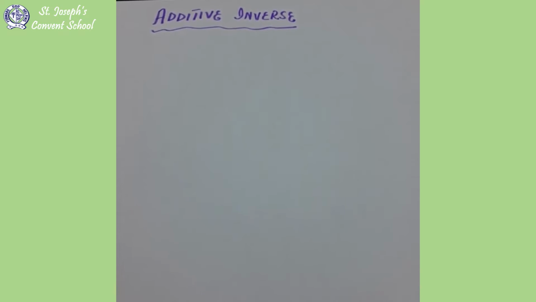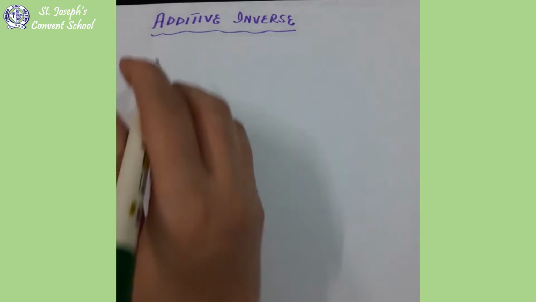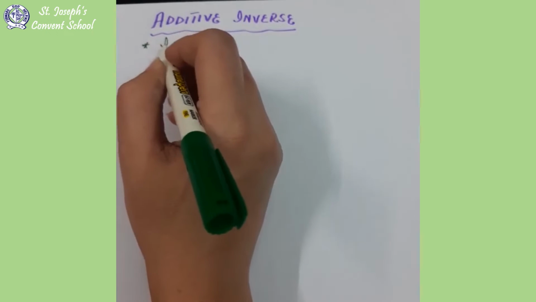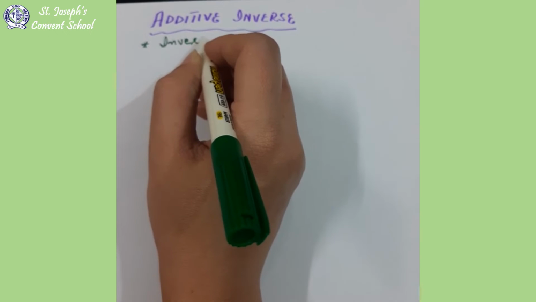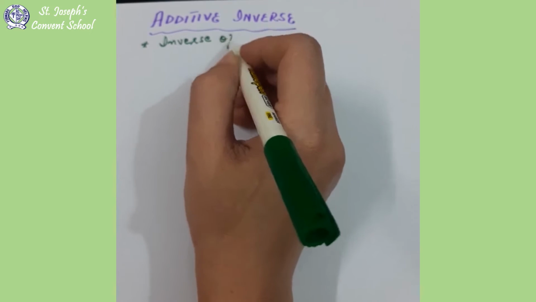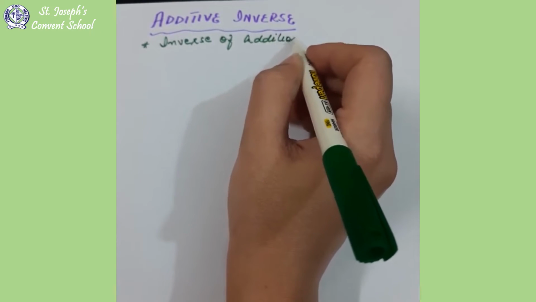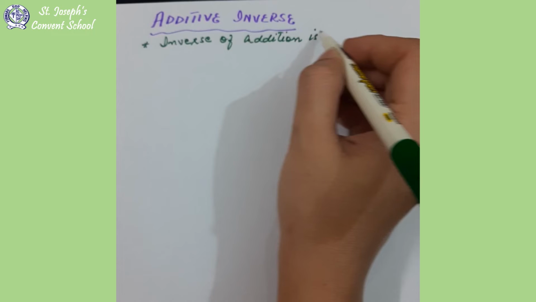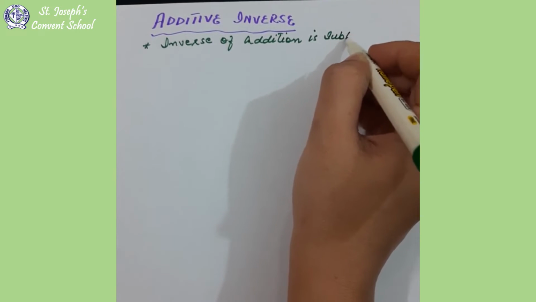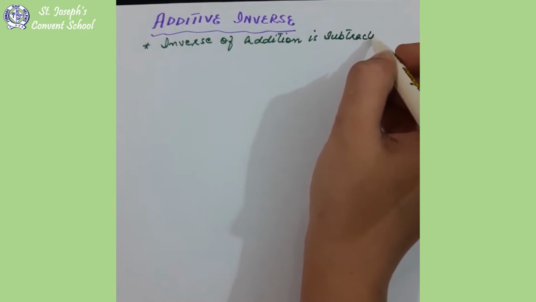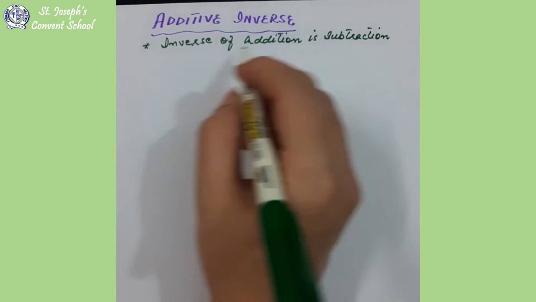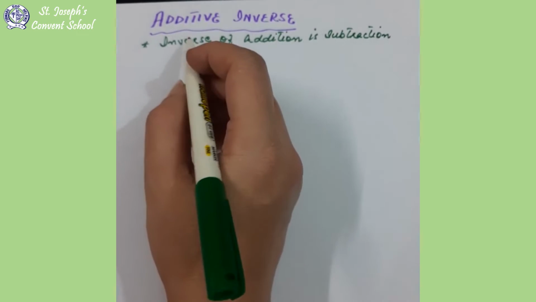Now we will do additive inverse. Additive inverse you have done in sets also. In additive inverse you change the sign. So the inverse of addition is subtraction, like you have done in the sets chapter.